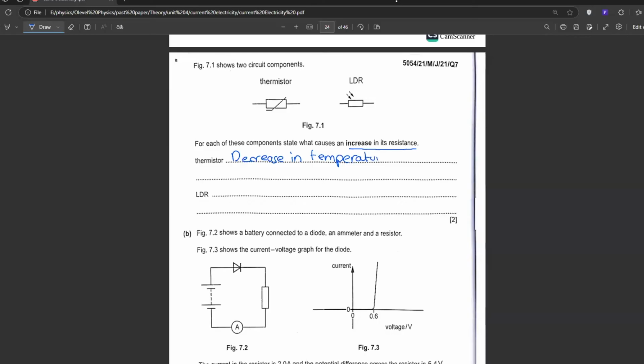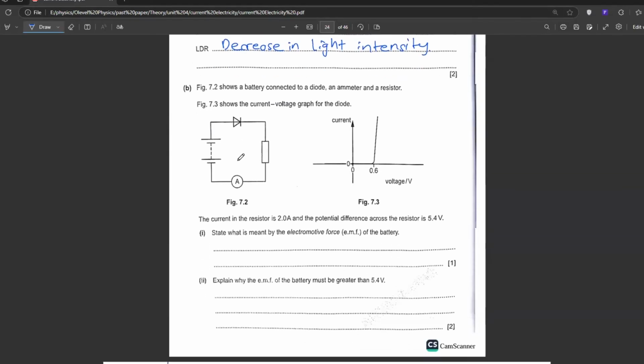For an LDR, what will cause an increase in resistance? Decrease in light intensity. Decrease in light intensity causes an increase in resistance. Let's further move ahead. Figure 7.2 shows a battery connected to a diode, an ammeter, and a resistor. Figure 7.3 shows the current-voltage graph for the diode. The current in the resistor is 2 amperes and the potential difference across the resistor is 5.4 volts.